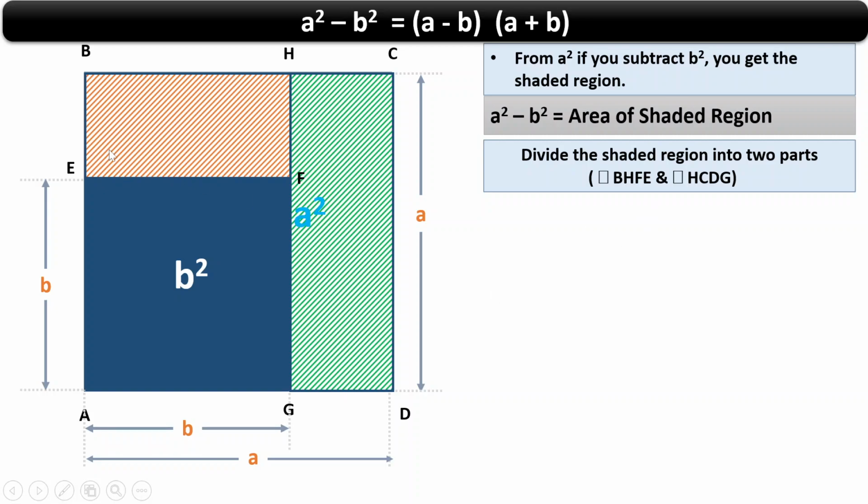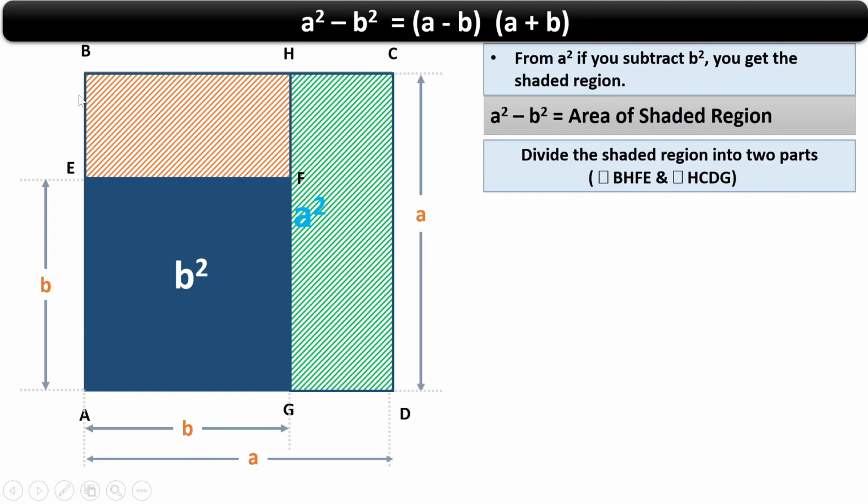Okay, let's see what is the area of EBHF, this red rectangle. So what is the formula? L into B, length into breadth. Okay, here we know the EF value. The EF side is nothing but B. See, AG is equal to EF. Here it's B, so it is also B. But we don't know what the side B is. Right? This is unknown. So how to find B?